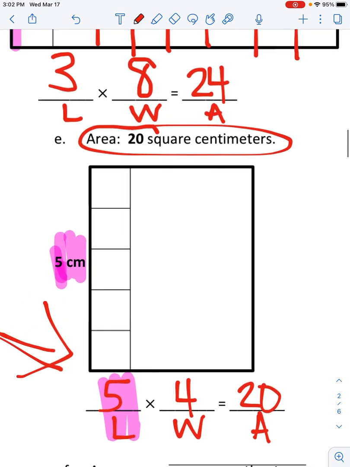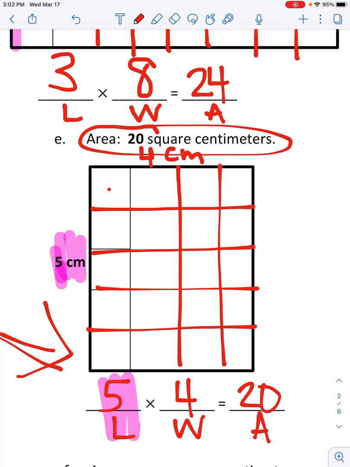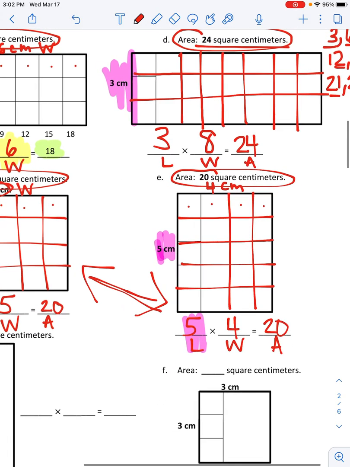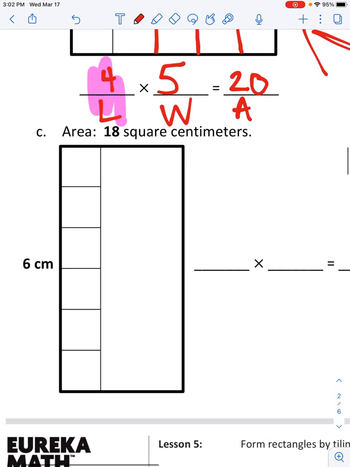So that means that I need to extend these lines for my 5 rows, and I need to have 4 centimeters be my width. So far I just have 1. I need to split it into 4 equal parts. Now I have 1, 2, 3, 4. There are 20 squares altogether. That's my area.